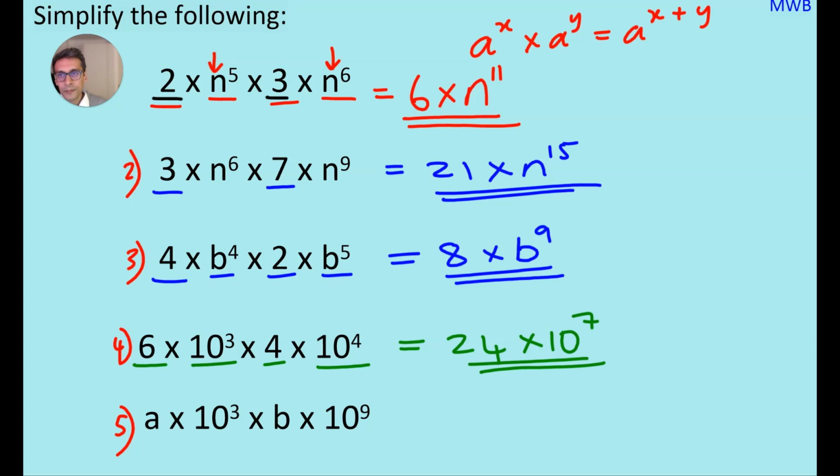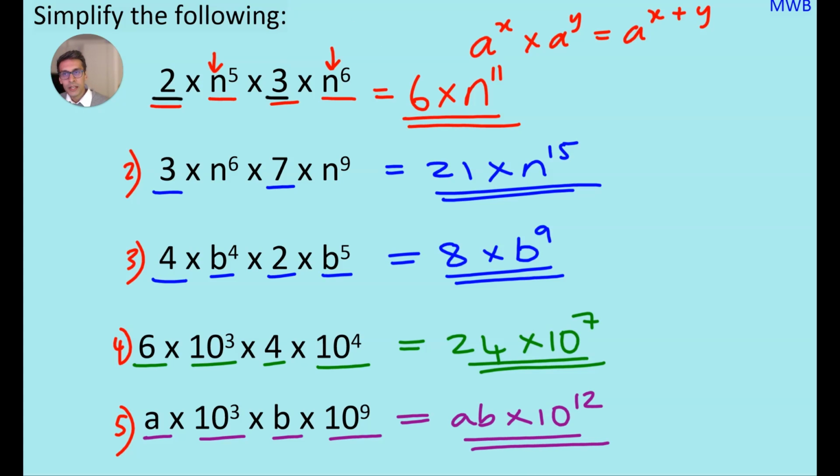And then the final one, we have a times b is ab. 10 to the power 3 times 10 to the power 9 is 10 to the power 3 plus 9, which is 12.